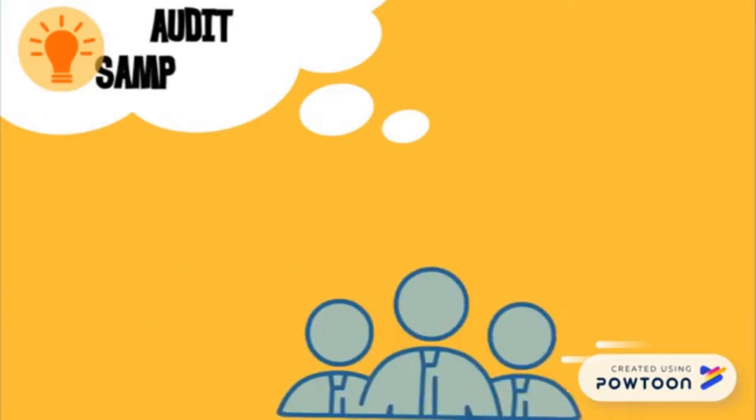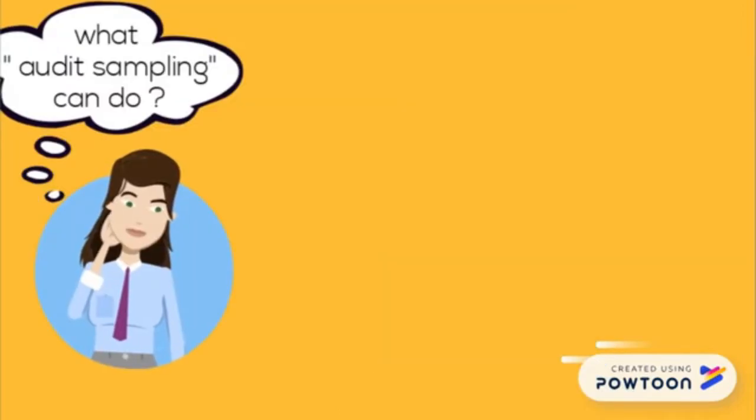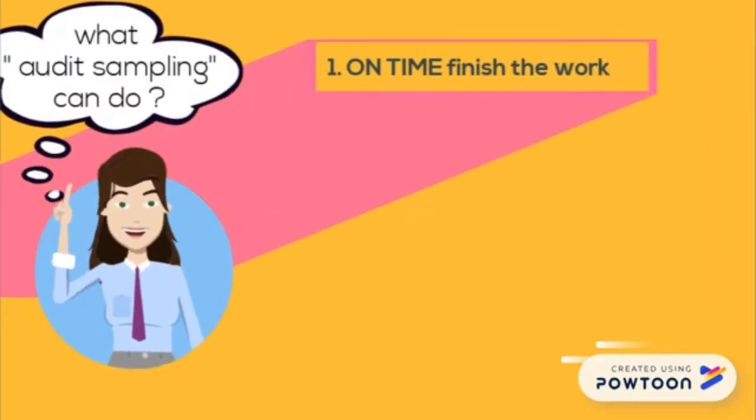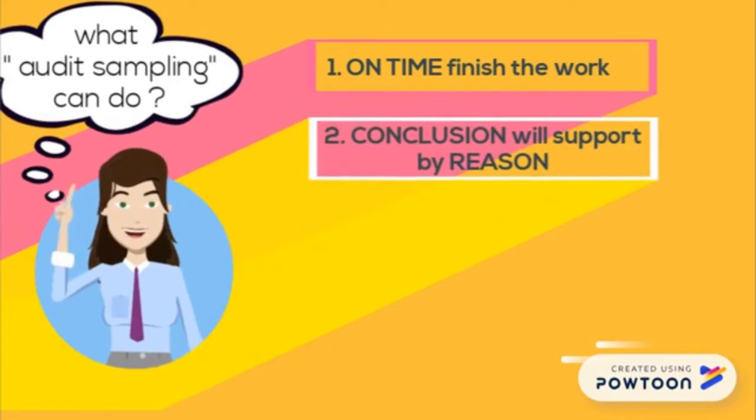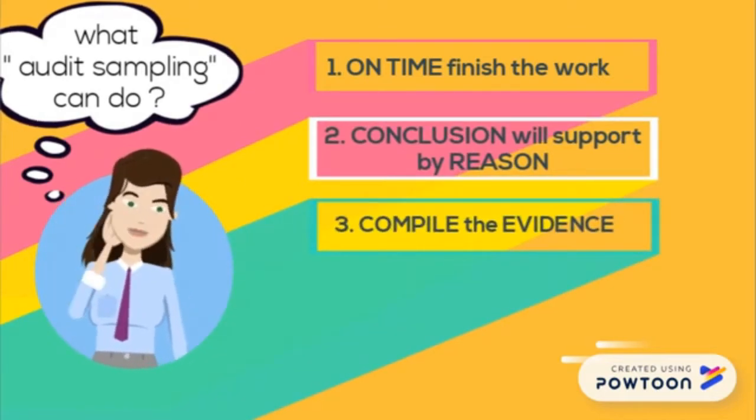What's audit sampling? Audit sampling is an application of audit procedures in the process of selecting the right sample in order to form or assist in forming a conclusion concerning the population. What can it do? 1. The auditor will finish on time. 2. The auditor's conclusion will be supported by reason. 3. The auditor can compile the evidence together.